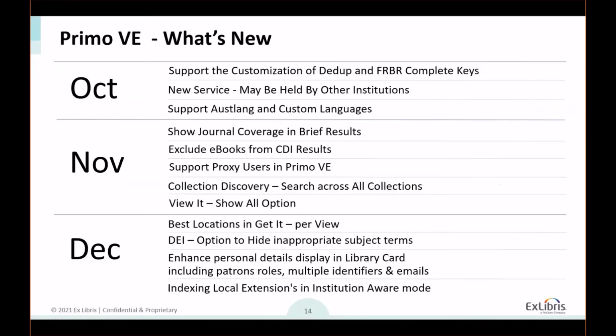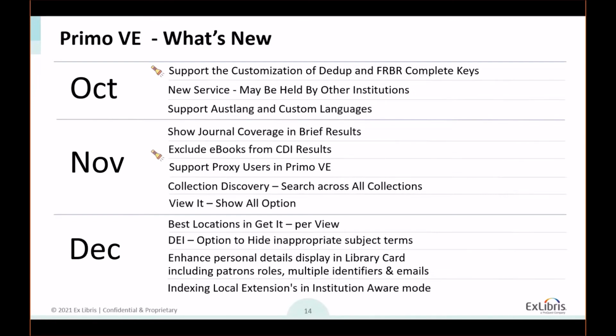Okay, so far I have covered all of the highlights that apply to both Primo and Primo VE. Some of them are coming in this quarter, most of them, and some will be released in the next quarter. Specifically for Primo VE, I put the schedule of what is coming in the October, November, and December releases. I would like to talk to you about something featured in the October release: the flexibility to customize the dedupe and FRBR complete keys for more tuning options.